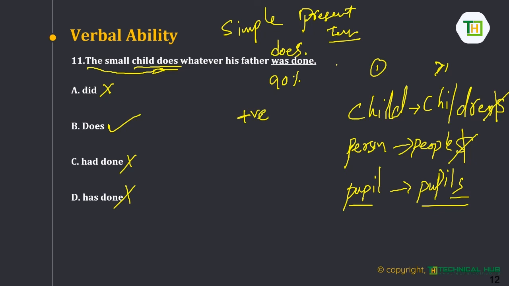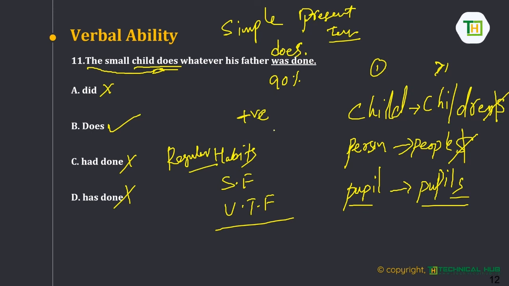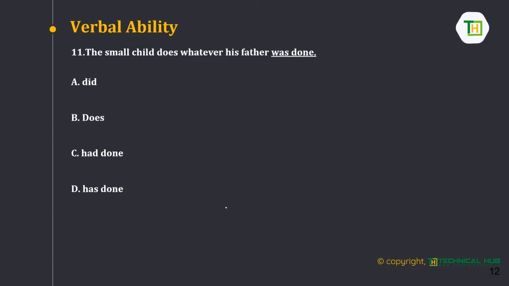And one thing you remember, simple present tense can be used for habits or regular habits. Then we can use it for scientific facts, universal truths and facts. Remember this. Regular habits or daily activities. So we use this, and that is the easiest tense in the world.